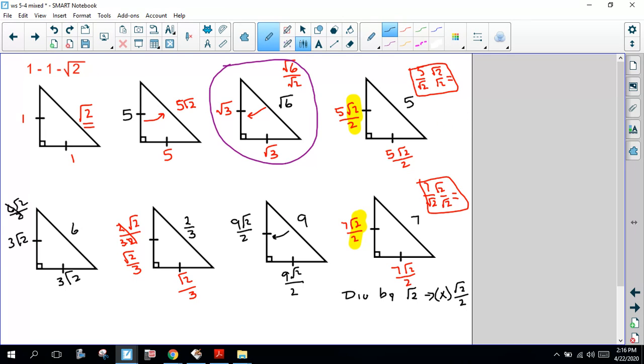Anyway, guys, hopefully that's helpful for you. And we will take a look also at the 30, 60, 90 here in a little bit.